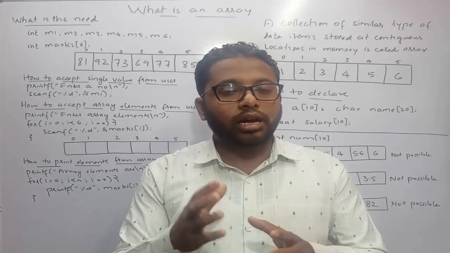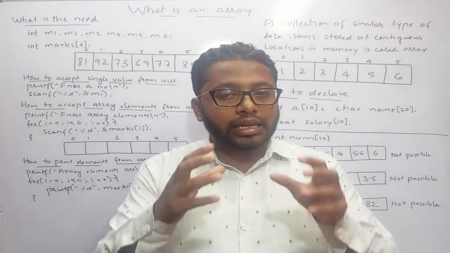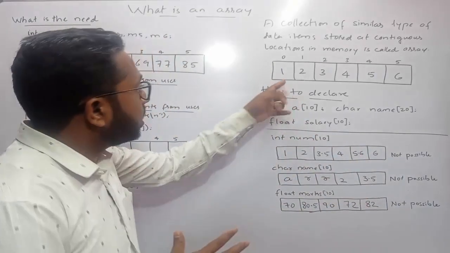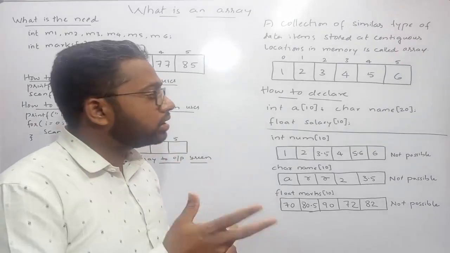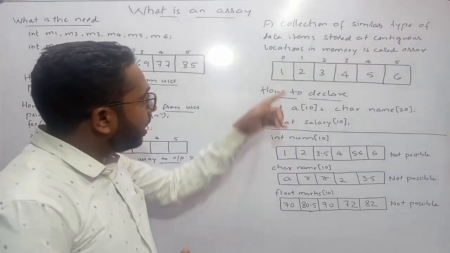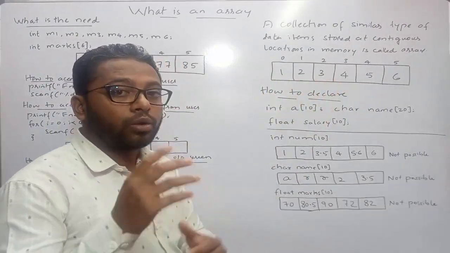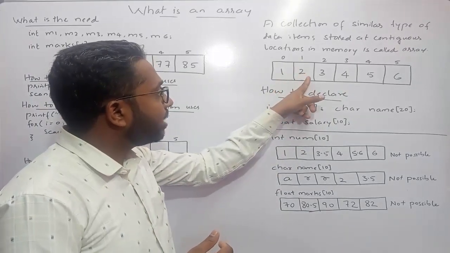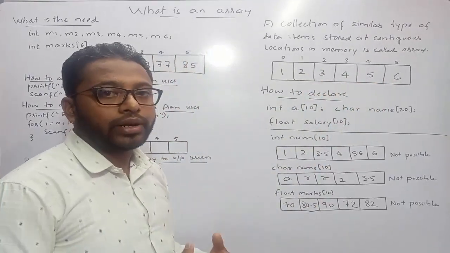An array is a collection of similar type of data items organized or arranged inside a memory in a contiguous manner. So as you can see here, if I have created an array which stores 6 numbers, then that array will look like this, where each and every block of the array is a location of this array. This is the first location of an array, and this is the second location of an array. Like this, these are each and every location of an array.